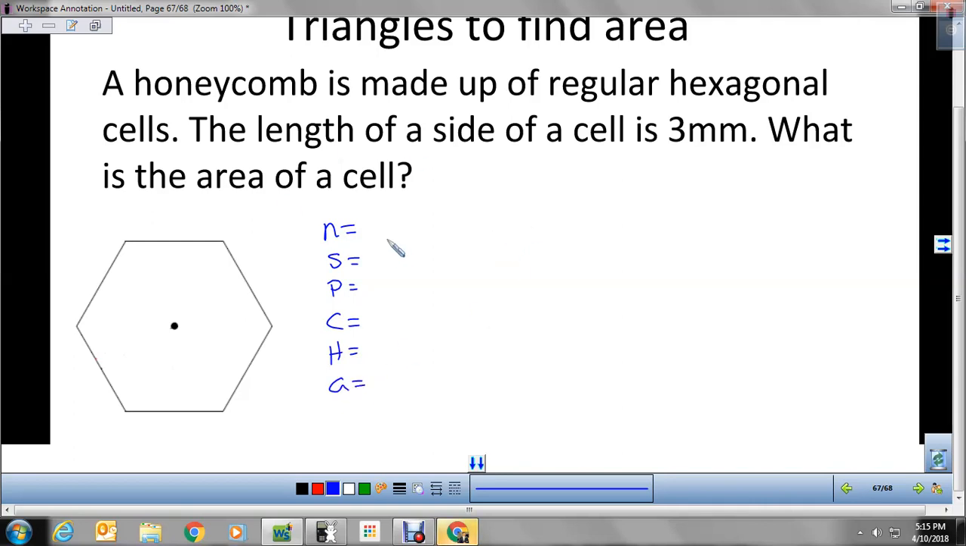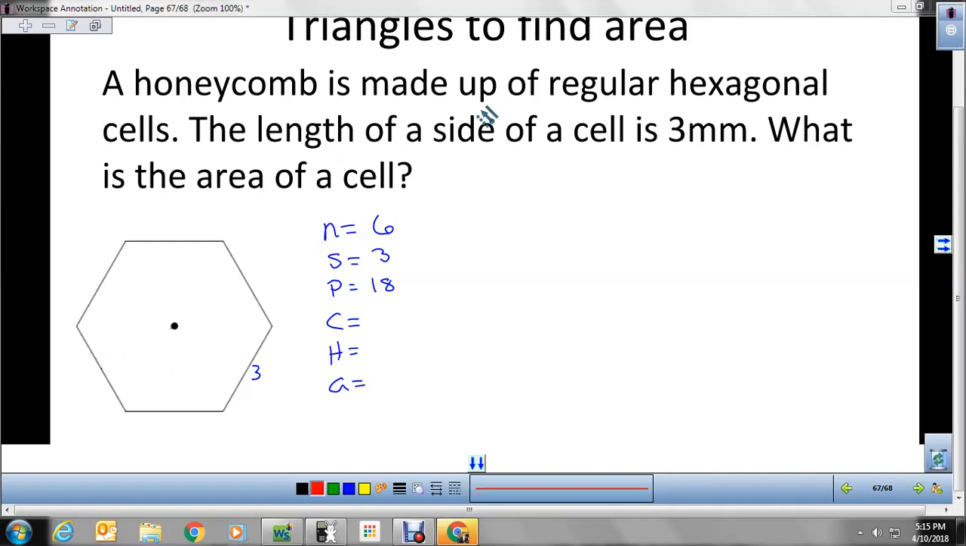Now, the number of sides in this is going to be 6. The side length they give us is 3. So 6 times 3 is going to give us 18. So we've got part of this. Now, if you look at this picture here, all we know is that each side is 3, and that our apothem is not given to us.